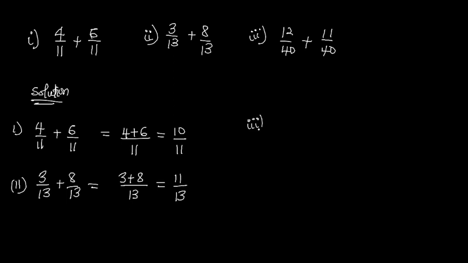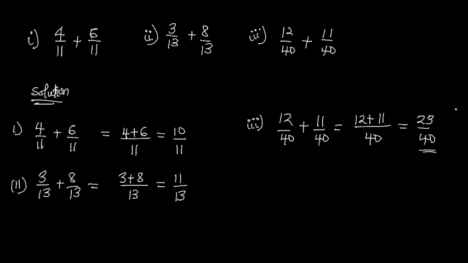So let's look at III. We have 12 on 40 plus 11 on 40. The same way, we just maintain our denominator because it's the same, 40, and then we add the numerators, which is 11 plus 12 or 12 plus 11. So this is equal to 23 on 40 as our final answer.